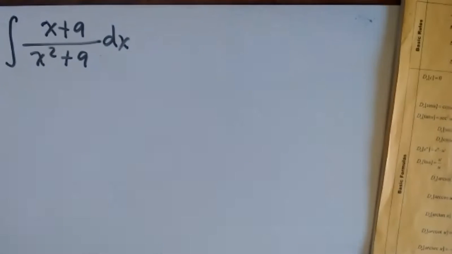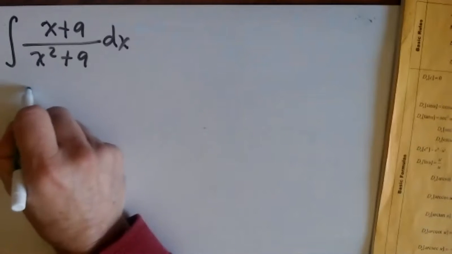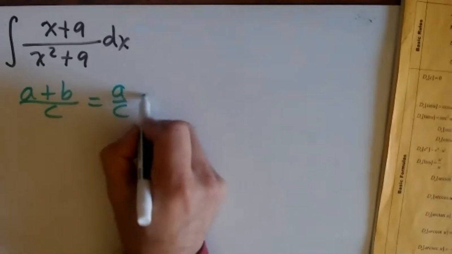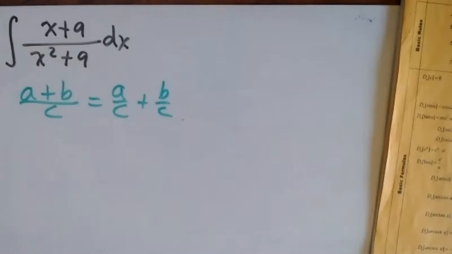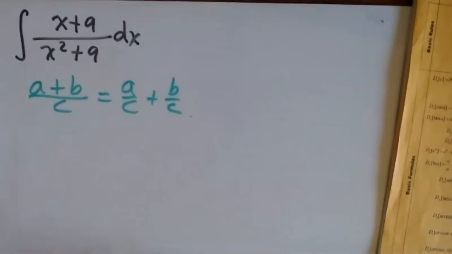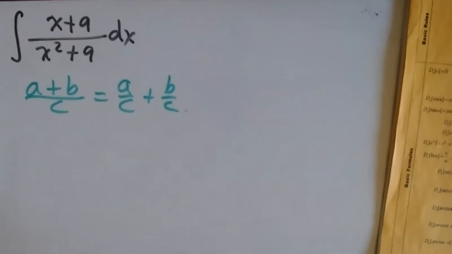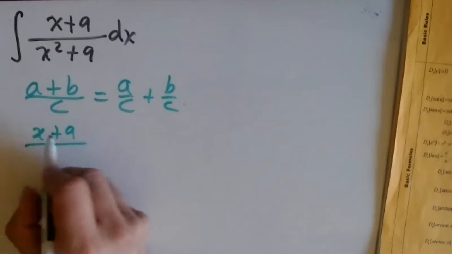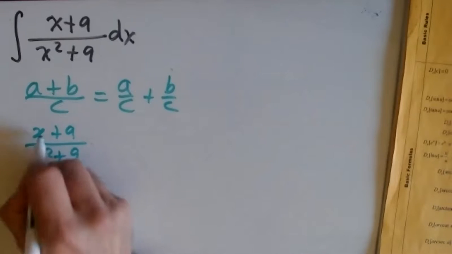Well, this is the trick to open this problem. You remember your algebra 1 again. So you have that a plus b over c is a over c plus b over c, correct? Common denominator, fractions. So x plus 9 over x squared plus 9, right?